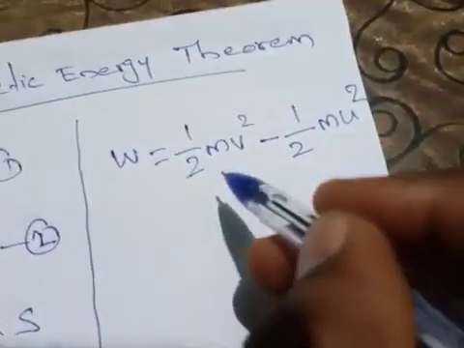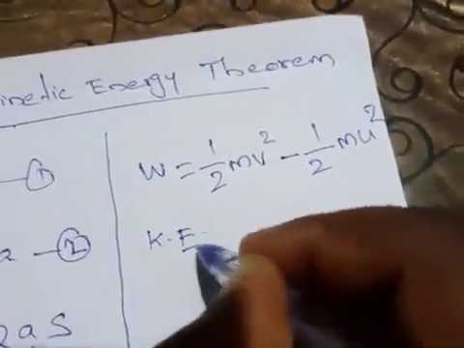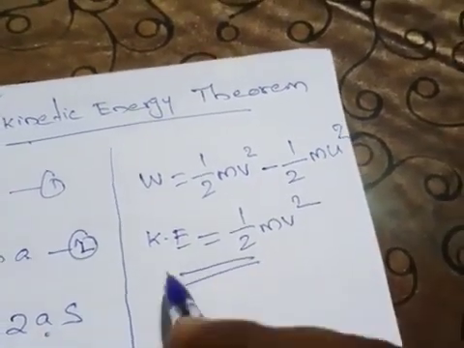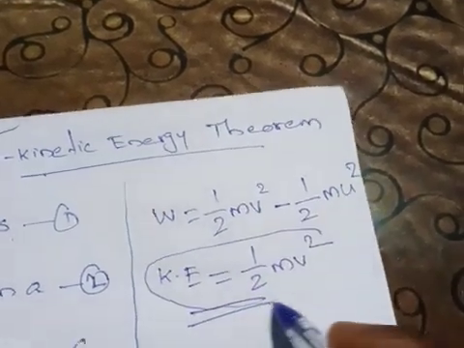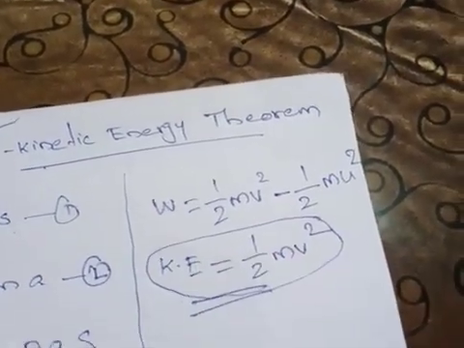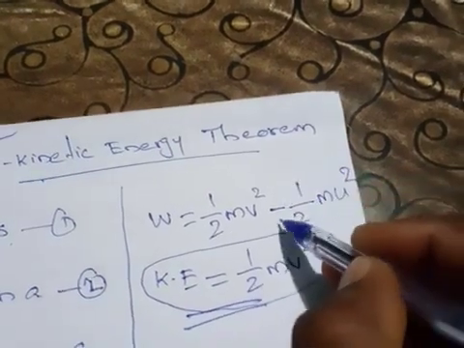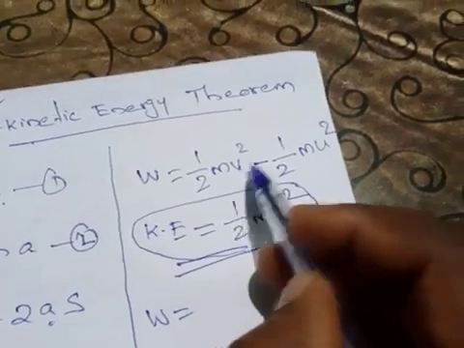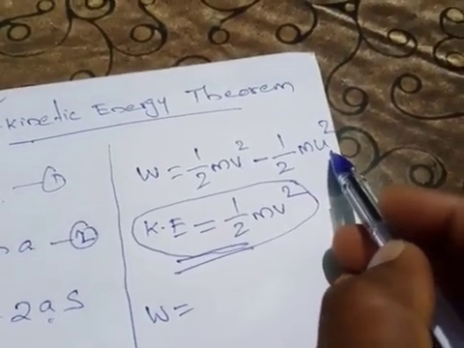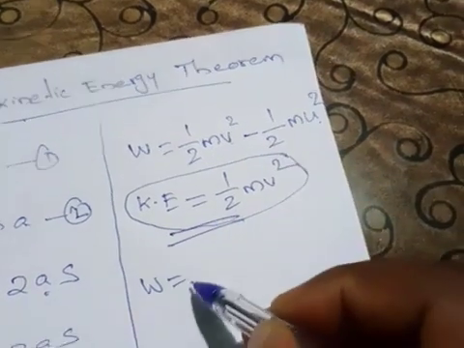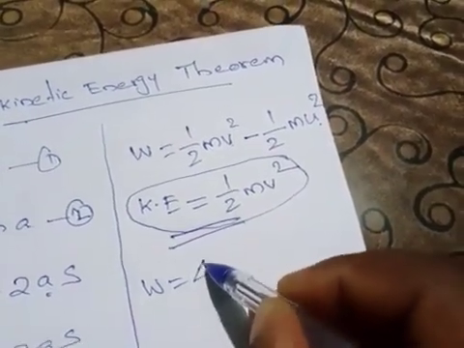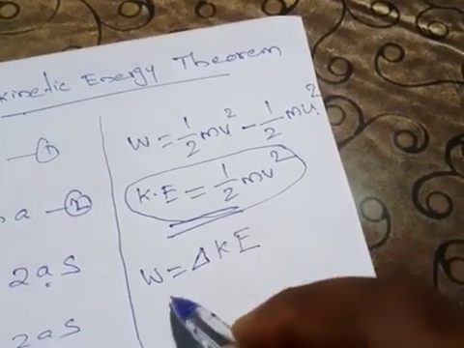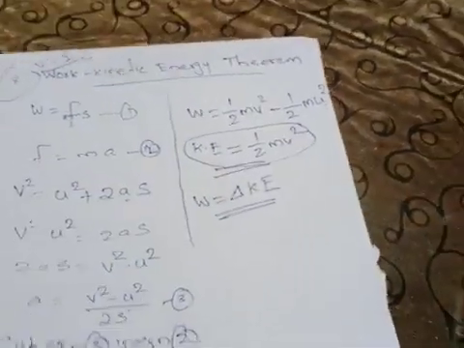So what is this MV square? We know that kinetic energy is equal to half MV square. Kinetic energy is equal to what? Half MV square. So W equal to, we can write this equation. This is final kinetic energy. This is initial kinetic energy. So change in kinetic energy from initial to final, kinetic energy is changing. So delta KE you can use. This is the work energy theorem.